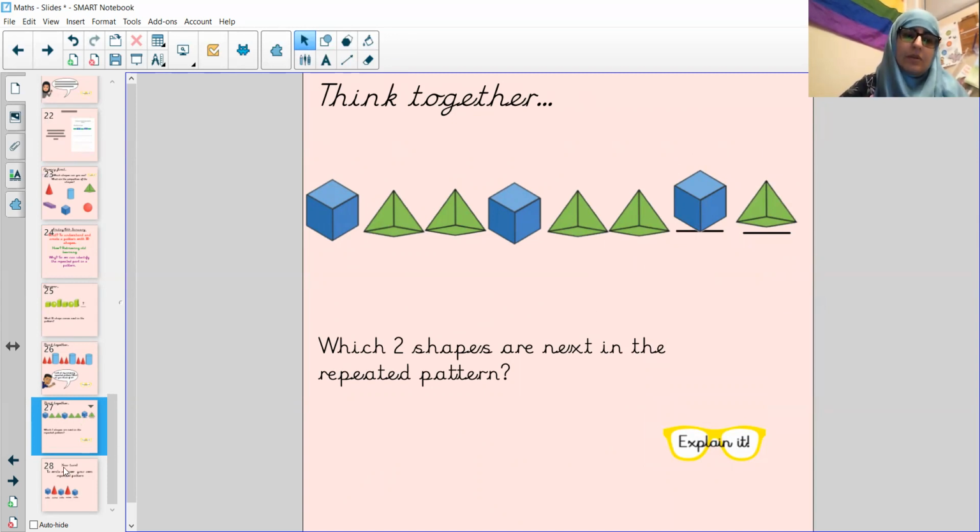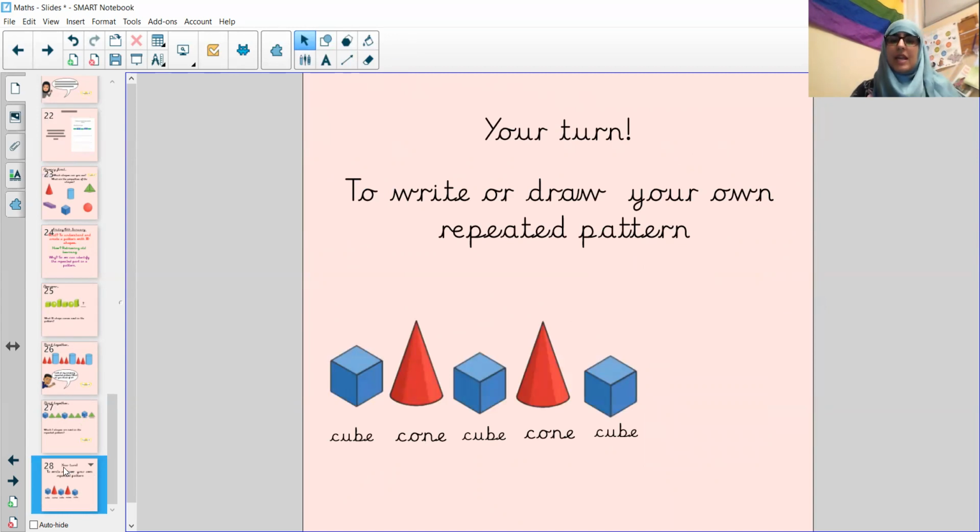Now, I'm going to leave you with a job. Okay, now I know it's a little bit tricky drawing 3D shapes, so I've given you an alternative, something different as well. So I want you to write or draw your own repeated pattern. So you can see that Miss Khan has drawn her repeated pattern. I did find this tricky. So now when I do my other repeated patterns, I'm going to write it instead.